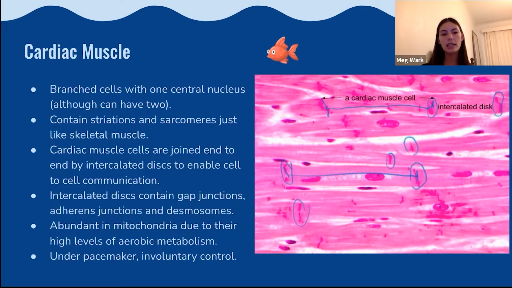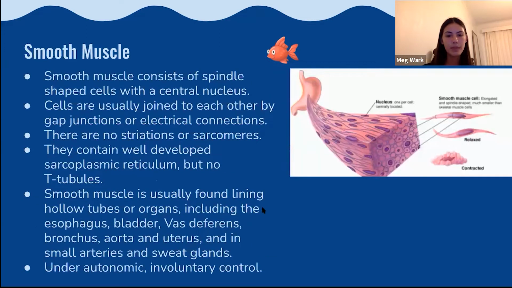Cardiac muscles are under pacemaker involuntary control. So as opposed to skeletal muscle, which is controlled by the somatic nervous system, which means we can contract our skeletal muscles whenever we want, the cardiac muscle, you don't have to think about it. It's not something that you say you're going to do and then it happens. It just happens involuntarily. And finally, we've got smooth muscle.